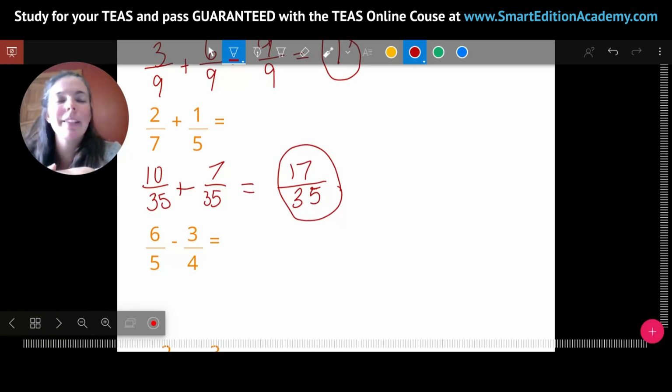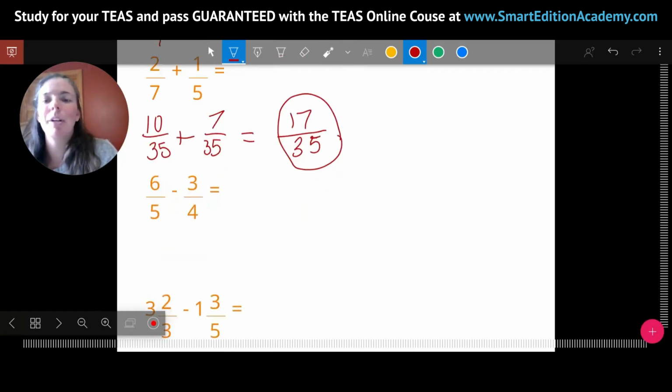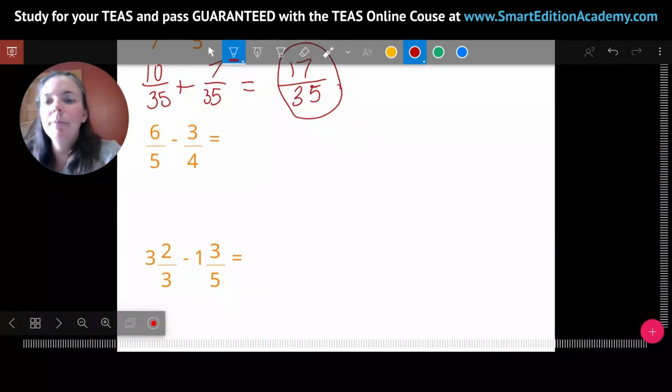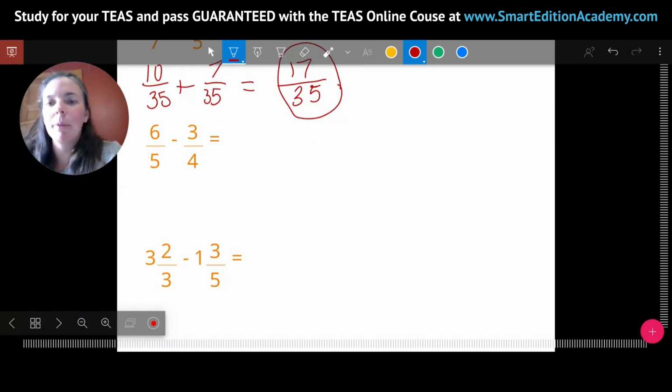Okay, so adding and subtracting are the same process. Get a common denominator and then do the operation it tells you. So in this one, 6/5 minus 3/4, what would be the common denominator? Well, 5 times 4 is 20, so we can choose 20. Make sure that you don't rush and you're noticing the sign. We are subtracting this time. So get an equivalent fraction and then subtract.